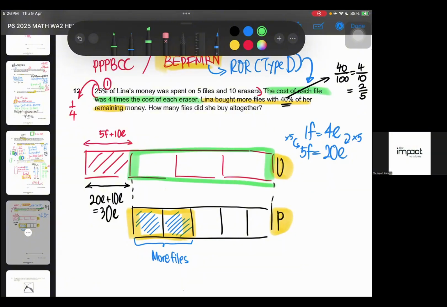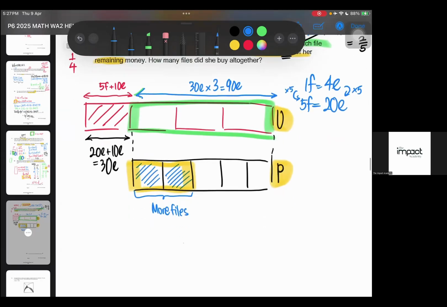What is this? Do you know how many? Very good. How many erasers are there? In this situation, we know that this entire chunk, this entire unit, 3 units is equals to 30 erasers times 3, which is equals to 90 erasers. Which means to say, if this is 90 erasers, I will then easily know that this is actually how many erasers? Also 90 erasers. Isn't that true?